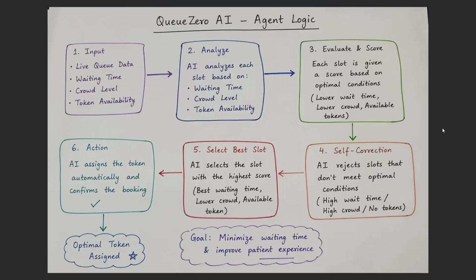So, there is a solution for this. The solution is to first build the architecture of the QueueZero AI agent. This is how the AI agent thinks. It first takes the real-time queue data as the input and then analyzes each slot based on the waiting time, crowd level and availability. It evaluates and scores, rejects the inefficient slots, selects the best one and automatically assigns the optimal token. The goal is to minimize the waiting time and improve patient experience.